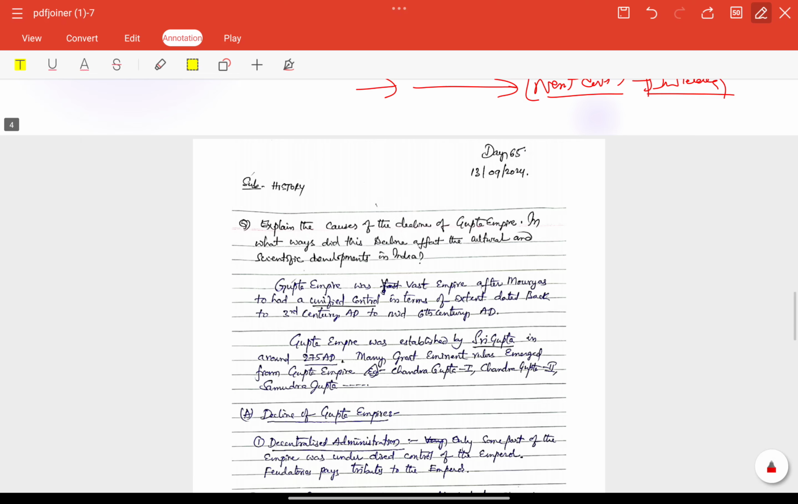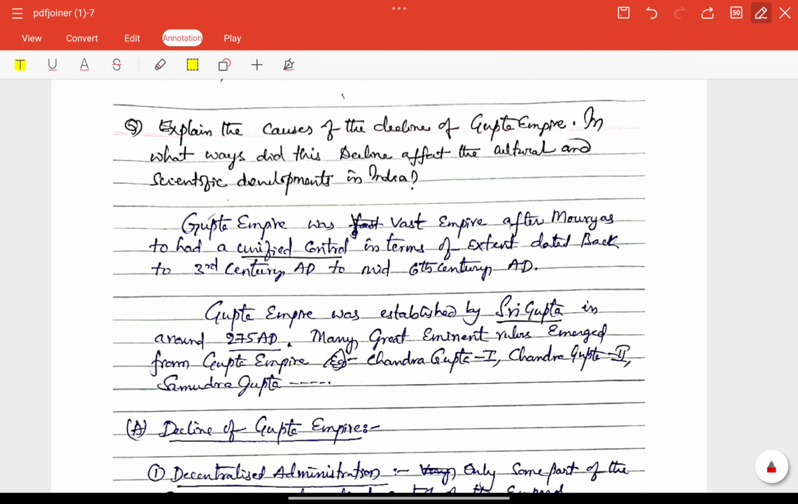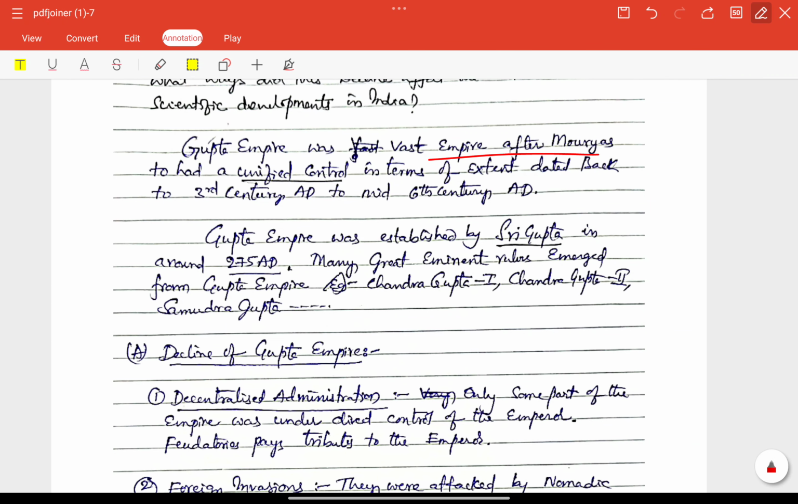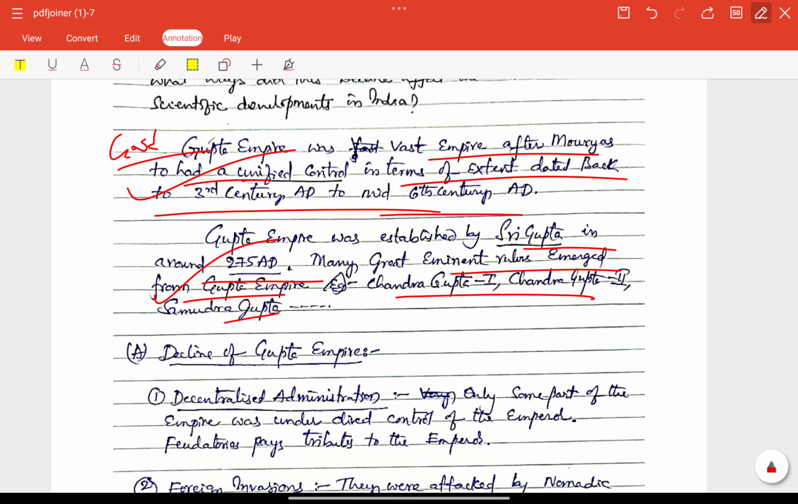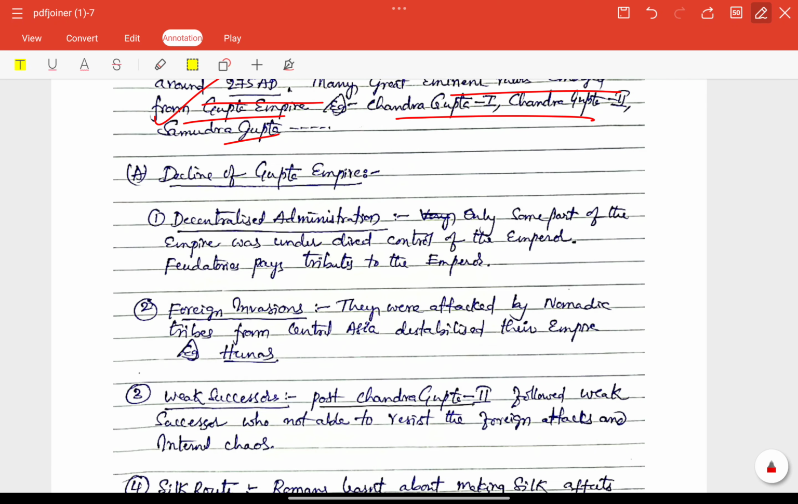So let's check today's answer written by our Vidyasagar. The Gupta Empire was a vast empire after the Mauryas' unified control. The particular time period is also mentioned here. Good start. The Gupta Empire was established by Sri Gupta around a particular period. Many great eminent rulers emerged from this dynasty. Decline of the Gupta Empire.